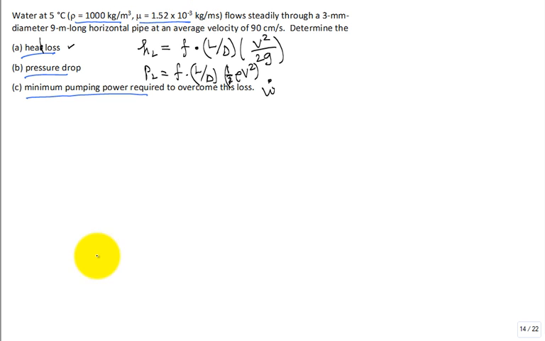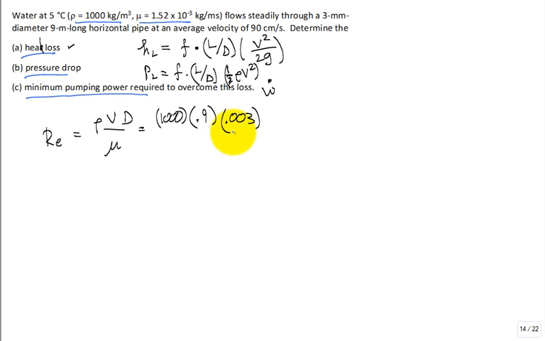Okay, so what I do for this problem is I evaluate the Reynolds number. So it's rho vd over mu. The density is 1,000. The velocity is 0.9 meters per second, 90 centimeters per second. The diameter is 0.003 meters. And the viscosity is 1.52 times 10 to the minus 3. So if you can run that for me, tell me what the Reynolds number is, please.